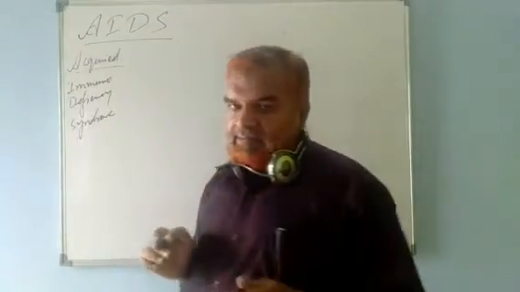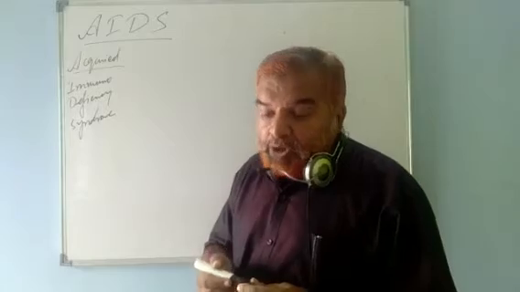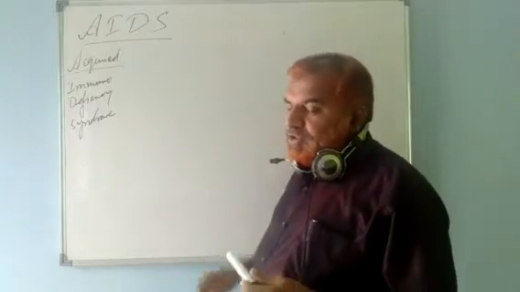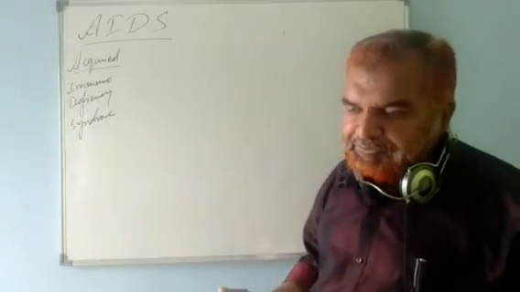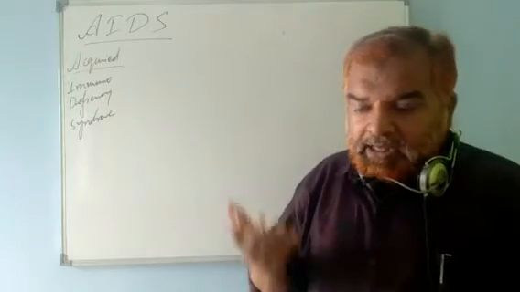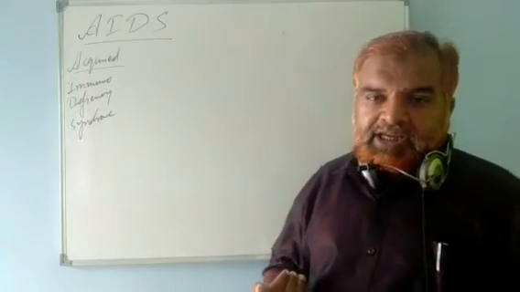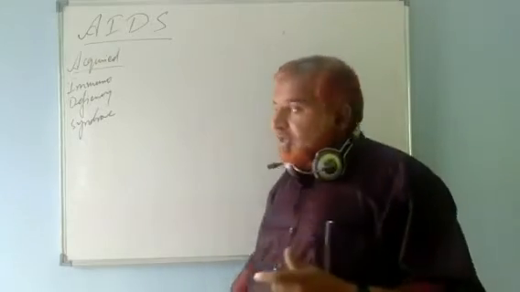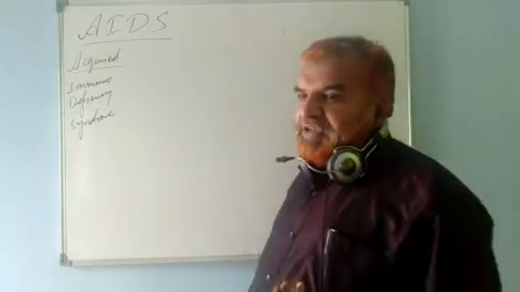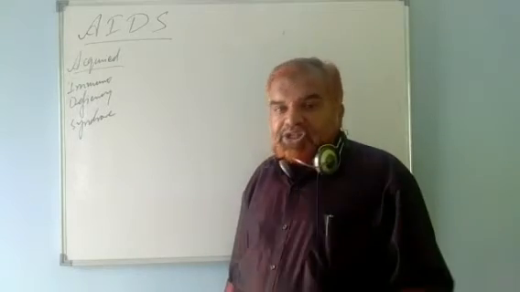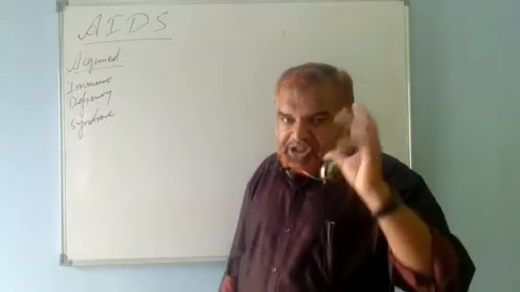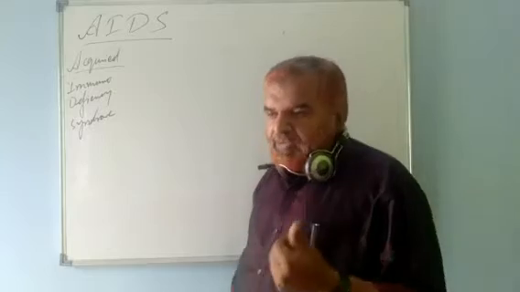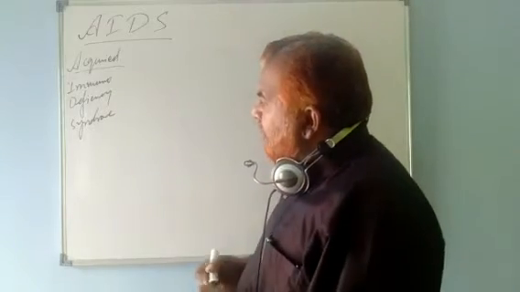Acquired, what do you mean by that? You are obtaining it, you are acquiring it. You are getting it from an external source, from outside, into your body. Hence, it is known as acquired. Immunodeficiency, which decreases your immunity, which diminishes your immunity, which lowers down your immunity.